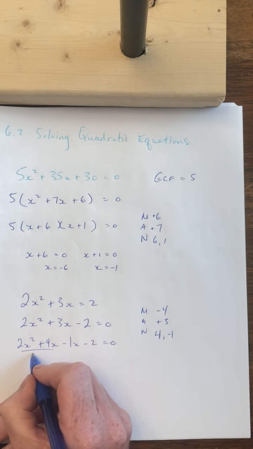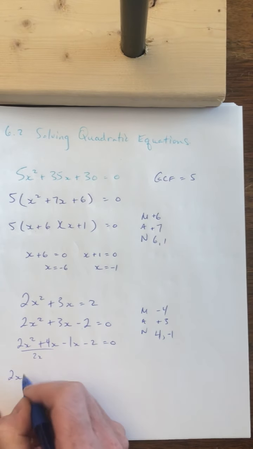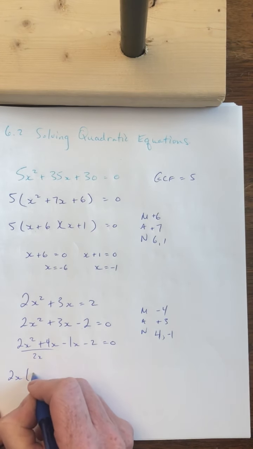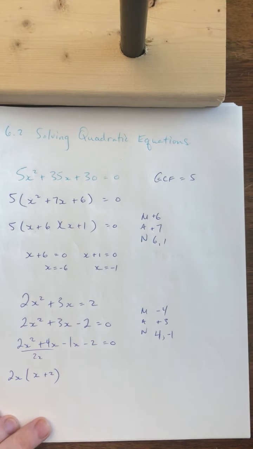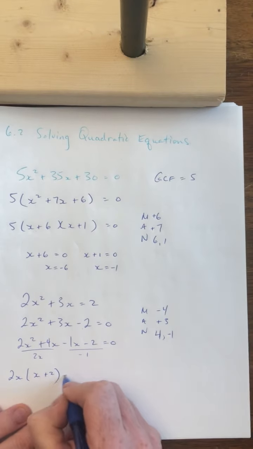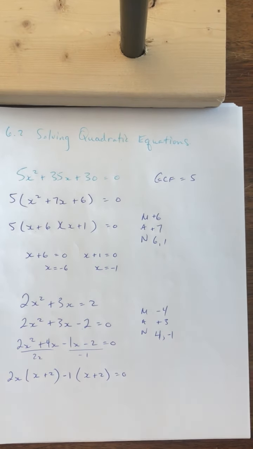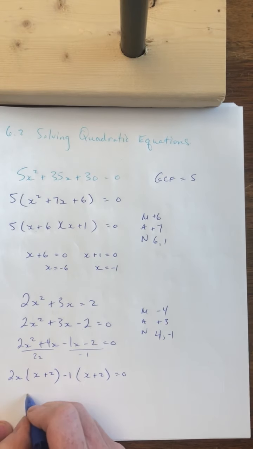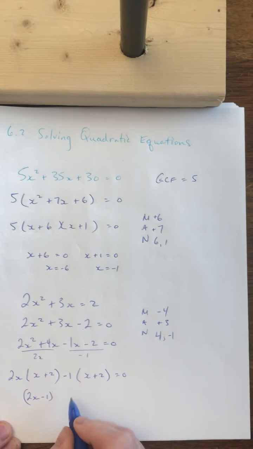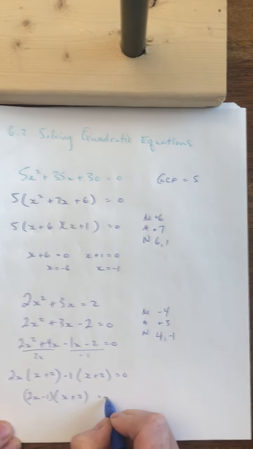Pull out a greatest common factor here of 2x. So 2x leaves me with x plus 2. Pull out a greatest common factor of minus 1 here, and we're left with an x plus 2, all equal to 0. So 2x minus 1 and x plus 2. There we go, factored is equal to 0.